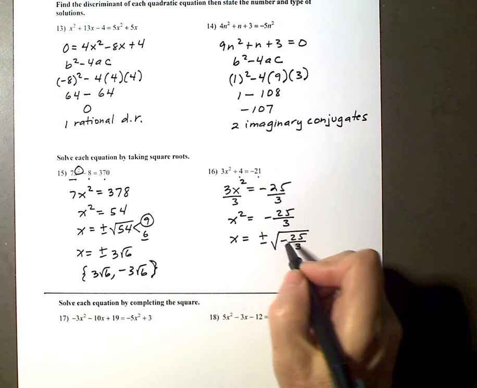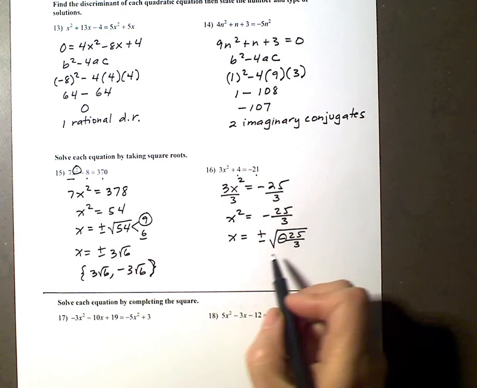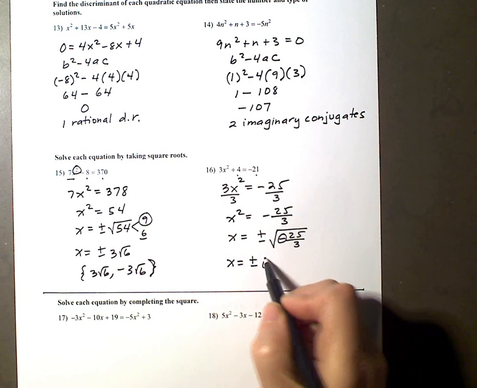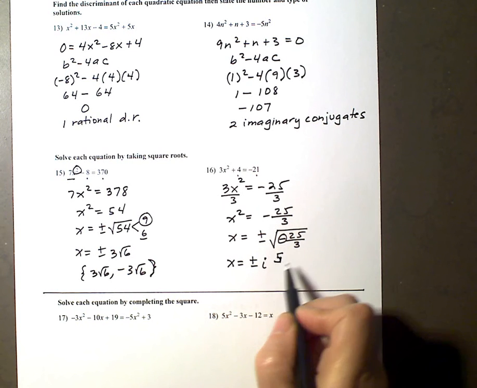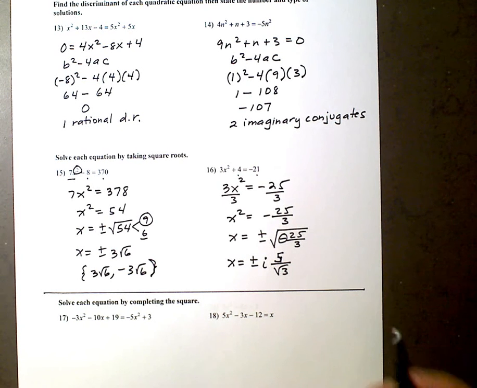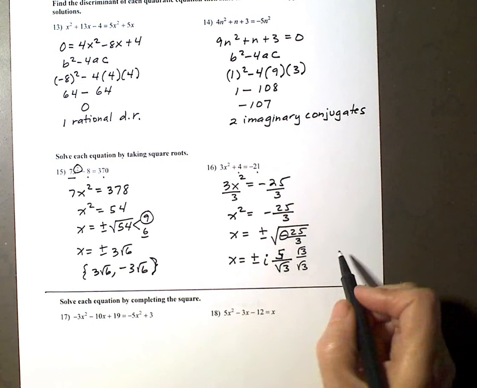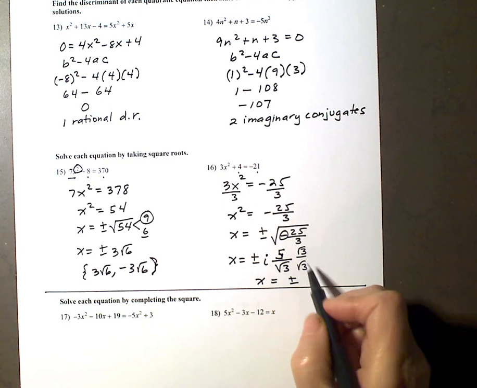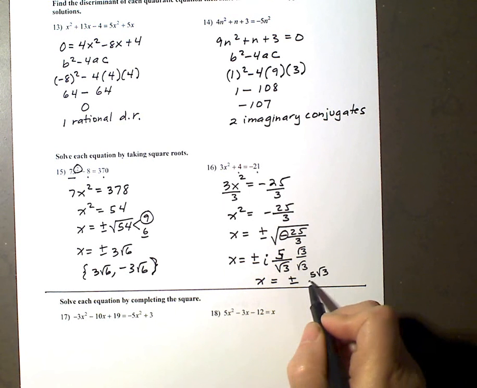So I know an i has to come out, and a 5 is going to come out in the numerator. So let's go one step at a time here. Positive and negative i. So I'll have a 5 in the numerator over the square root of 3. I can't leave the square root of 3 down there, so I want to rationalize that denominator. So I think my final answer is x is positive or negative 5 root 3 all over 3 times i.